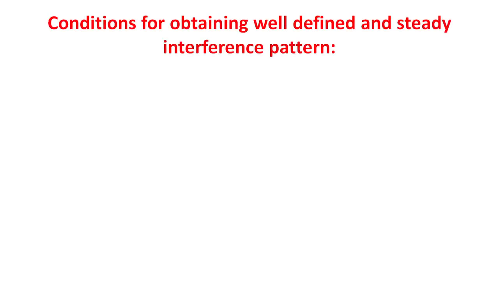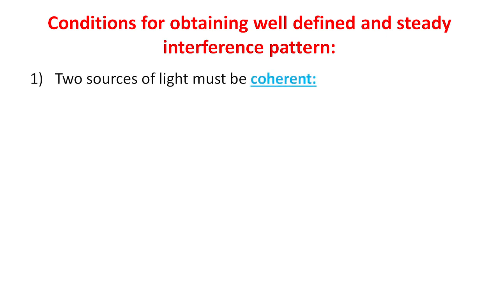The next point is conditions for obtaining well defined steady interference pattern. First condition is two sources of light must be coherent. We will see what are the coherent sources. Two sources of light emitting waves of equal frequency, which are always in phase or with a constant phase difference, are called coherent sources.